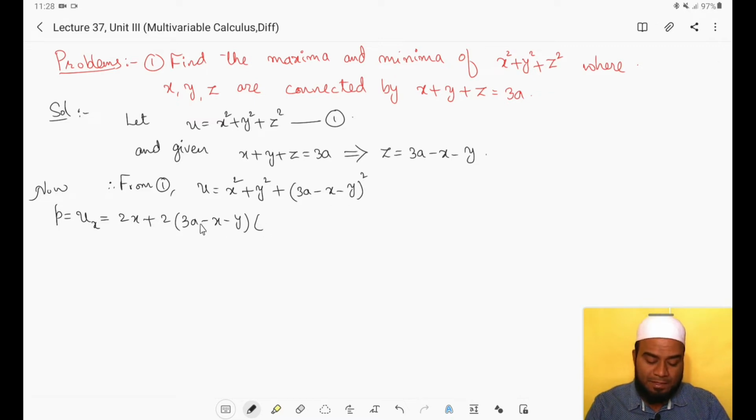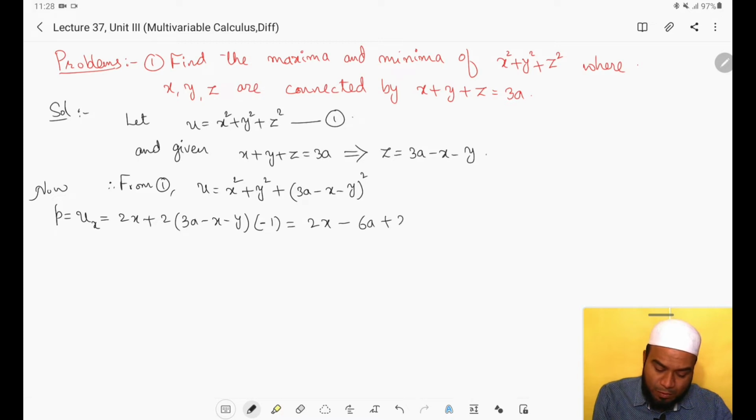And internal derivative is 3a derivative is 0, minus x derivative is minus 1, y derivative is 0. Now simplify this. So what we will get here is 2x minus 6a plus 2x plus 2y. Just to simplify this, 4x plus 2y minus 6a, right? Consider this as some equation 2, or what we don't need to consider equation because directly p means this, right?